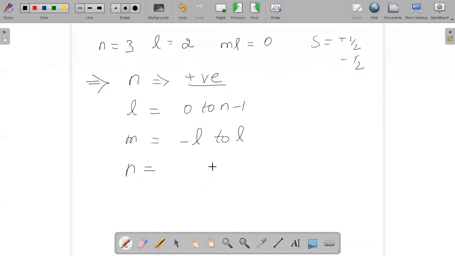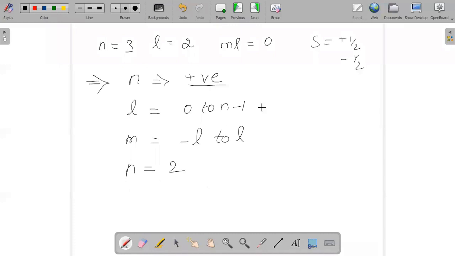For example, if the given question says the principal quantum number is 2, from the possible options you need to choose which are the possible quantum numbers. Hence you can calculate using this relation and conclude which option could be the right answer. This type of question you will come across in many tests and many previous year papers.